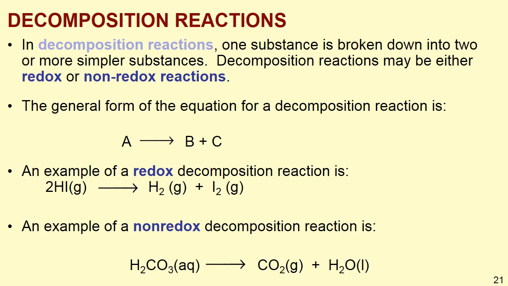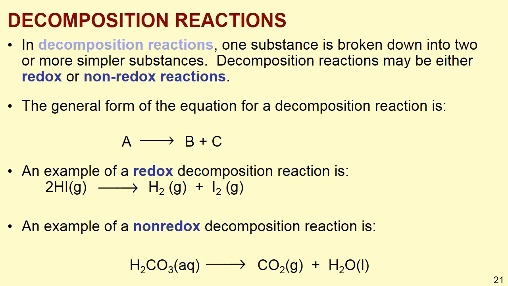A decomposition reaction, just like the name implies, is something that decomposes. You can always tell a decomposition reaction when you have one reactant and it's broken down into two or more products. Decomposition reactions can be either redox or non-redox reactions. As you can see here, the general form is one reactant breaking down into two or more products. An example of a redox decomposition is 2HI decomposing to H2 plus I2. An example of non-redox decomposition is H2CO3, which is carbonic acid, the acid that is in your soda, and it breaks down into CO2, carbon dioxide, and water. So that's what's happening when you're drinking your soda.